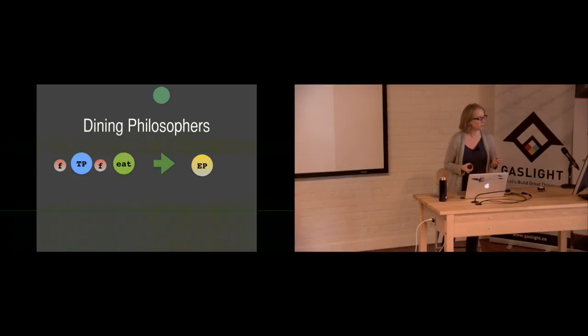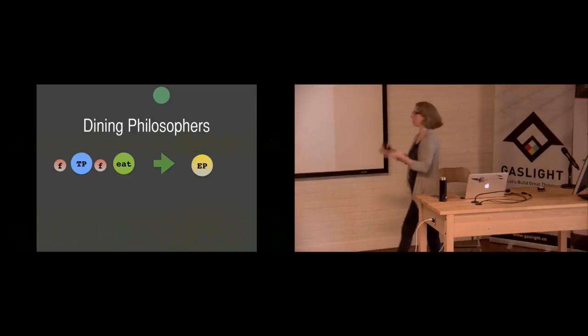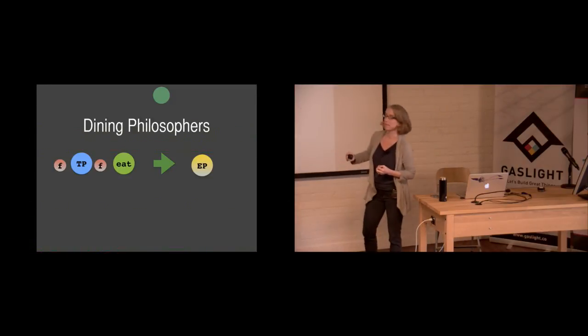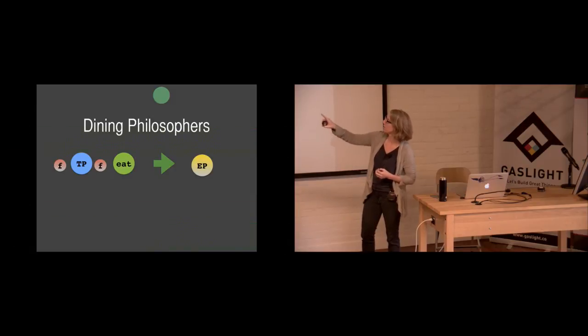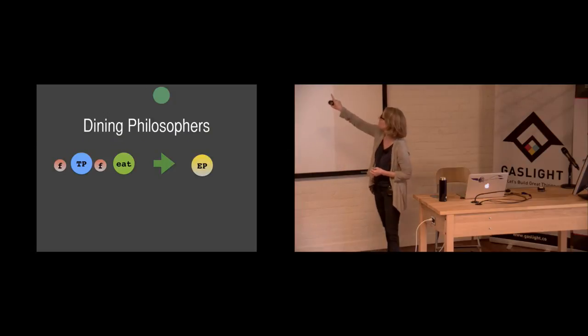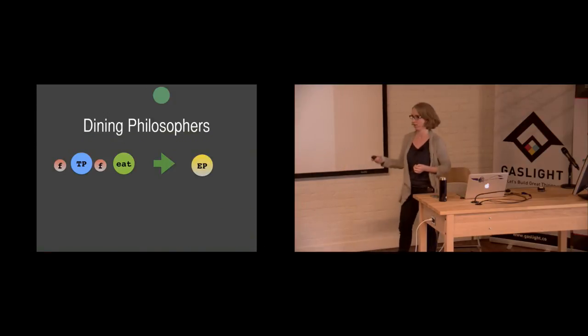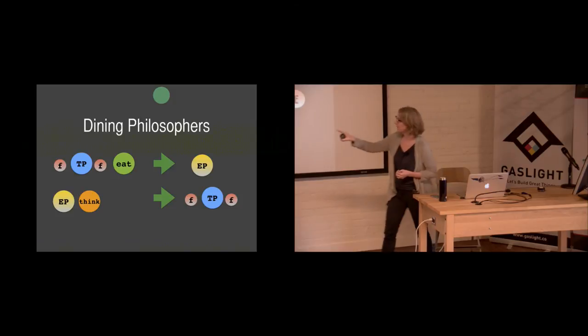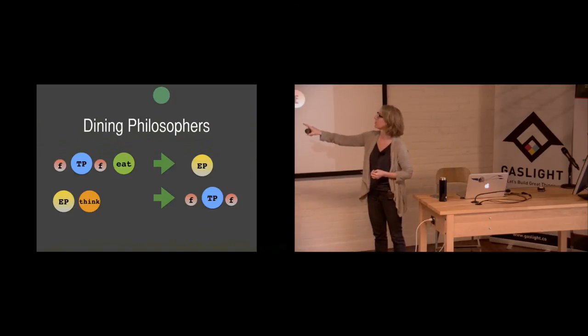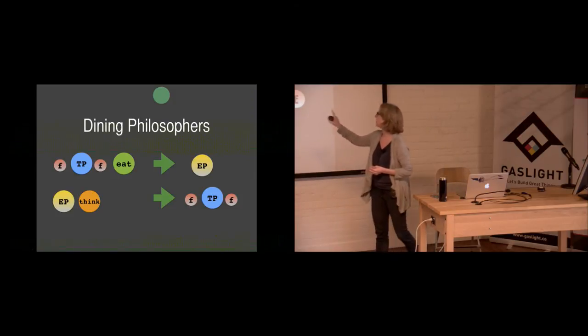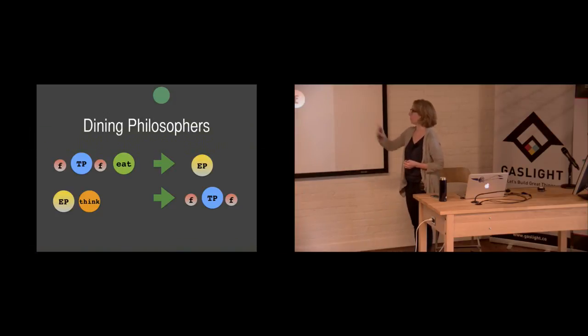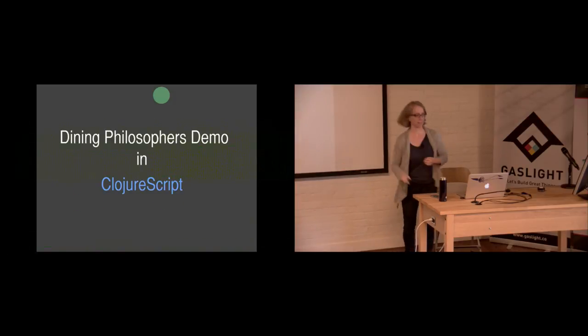So how do we model this with chemical programming? With molecules, of course. So the TP is a thinking philosopher, and the two molecules there are the forks, and then there's an eating molecule. So when a thinking philosopher with two forks interacts with an eating molecule, it turns into an eating philosopher molecule. When an eating philosopher molecule reacts with a think molecule, it turns into a thinking philosopher with two forks. So let's see it.